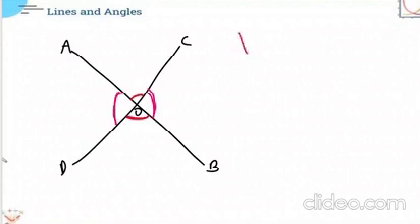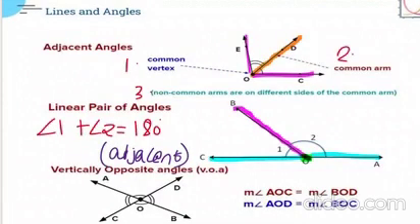So what do I call them? These are known as vertically opposite angles. When two lines intersect, these two opposite angles will be equal to one another, right? Those are my vertically opposite angles, right?